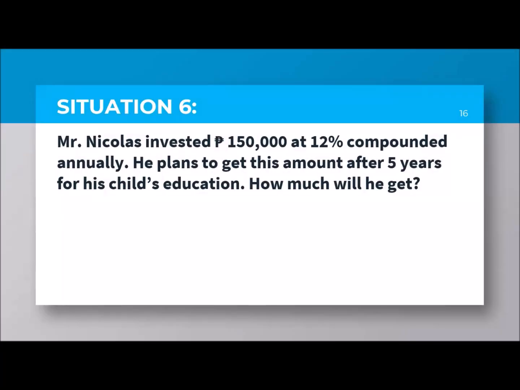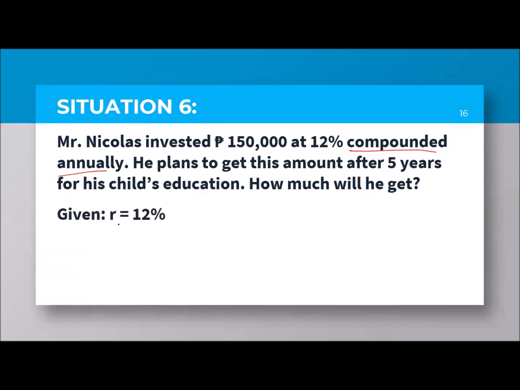So let's have situation number 6. Mr. Nicolas invested 150,000 pesos at 12% compounded annually. He plans to get this amount after 5 years for his child's education. How much will he get? So, katulad ng ginawa natin kanina, kunin natin yung mga key terms. So, compounded annually. So, automatic, compounded na formula ang ating pag-uusapan. So, take note of that.